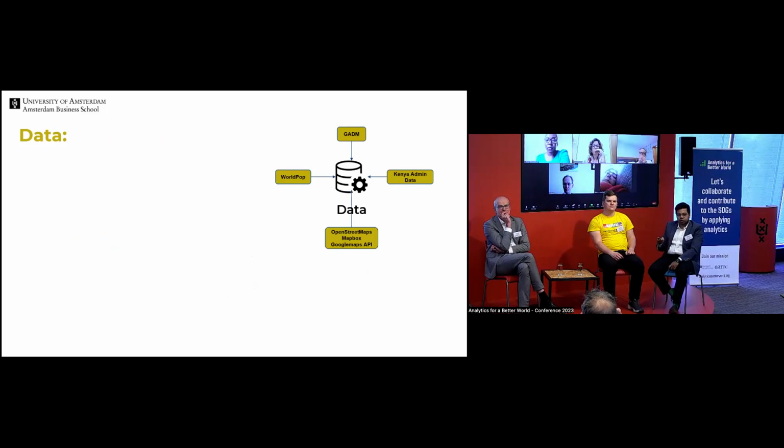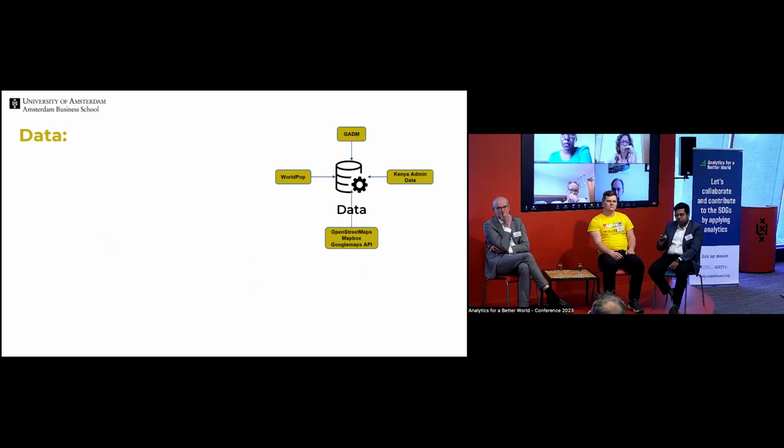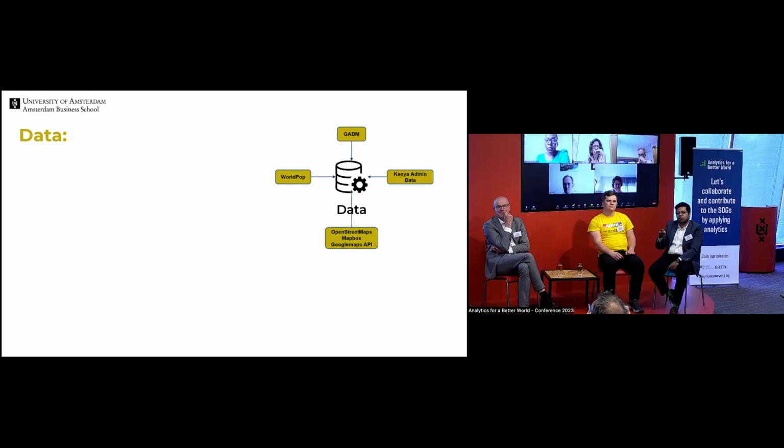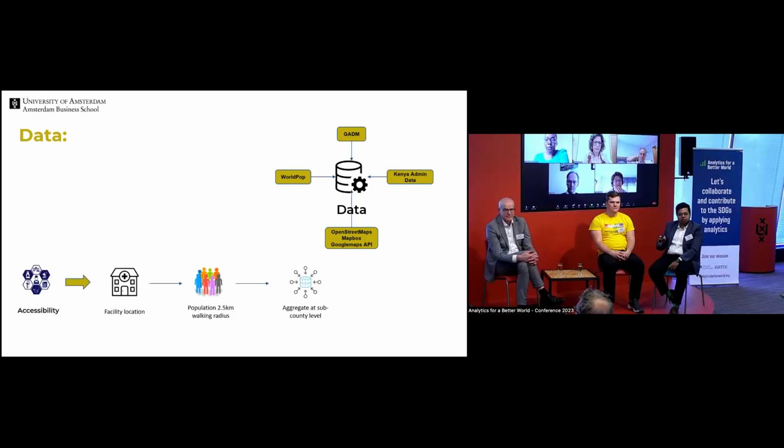And what data do we use? As everybody has already done, we use GADM for the administrative boundaries and WorldPop for population data. We use OpenStreetMap whenever possible, or Mapbox and the Google Maps API, because there are certain situations where we don't have enough information in these open source tools. And we get some data from the Kenya administration. Right now we are focusing on 3 sub-counties because AMREF has a tie with them, and we can get the actual data from the government on how many people are being vaccinated and where these facilities are located.